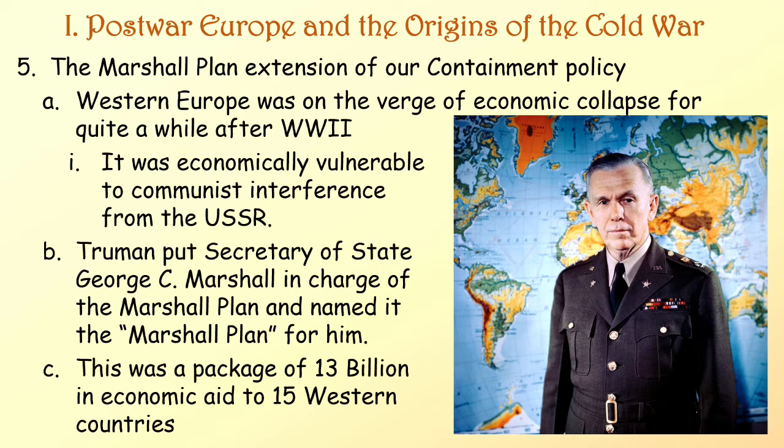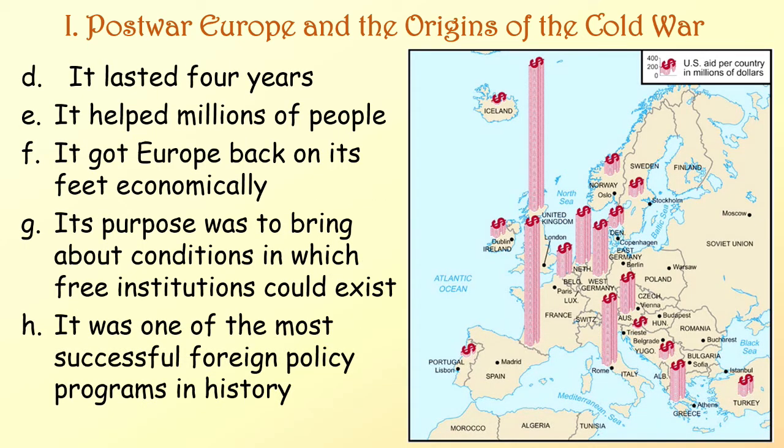And Truman put Secretary of State George C. Marshall in charge of the Marshall Plan and named the plan for him. This was a package of $13 billion in economic aid to 15 Western countries. It lasted 4 years. It helped millions of people. It got Europe back on its feet economically. Its purpose was to bring about conditions in which free institutions could exist. It was one of the most successful foreign policy programs in history.